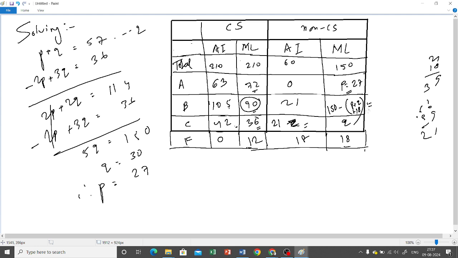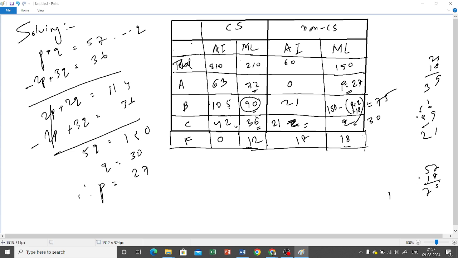Okay, and what is the value of q? The value of q is 30. What is the value of this thing? That is p plus q. So p is 27, q is 30, 57, and then plus 18, that is 75.